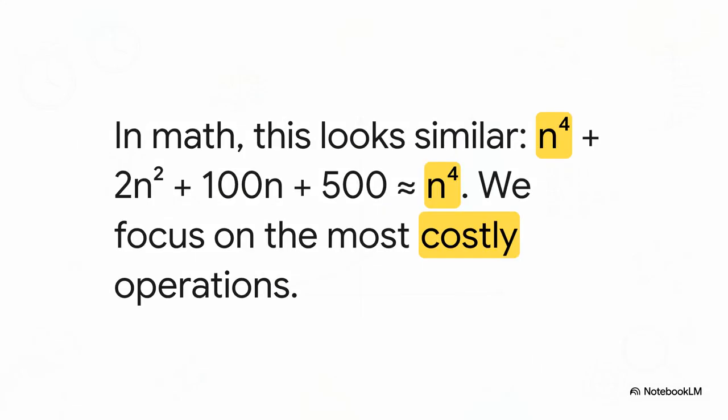Believe it or not, programmers do the exact same thing, but with math. They might get a crazy-looking formula for an algorithm's runtime, something like n to the fourth plus 2n squared plus 100n plus 500. They look at all those parts and they do the wake and water thing. They find the term that grows the fastest, in this case n to the fourth. The rest is just water. They simplify the whole thing down and focus only on that dominant term, because when the input n gets huge, that's the only part that really matters.